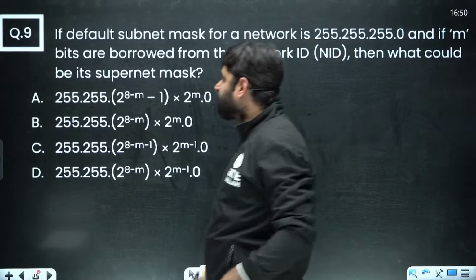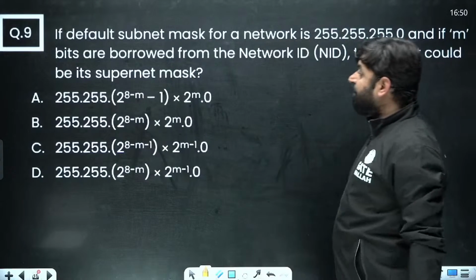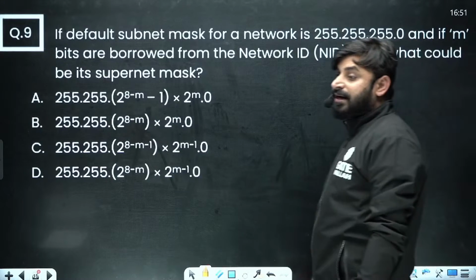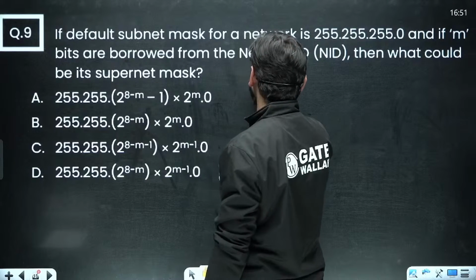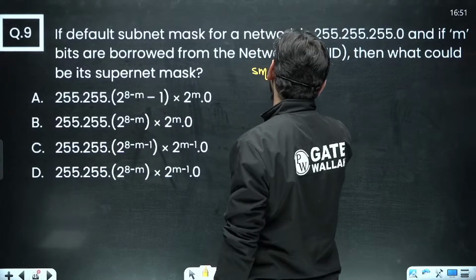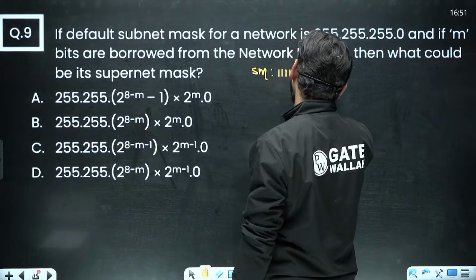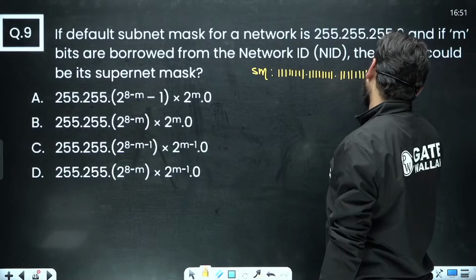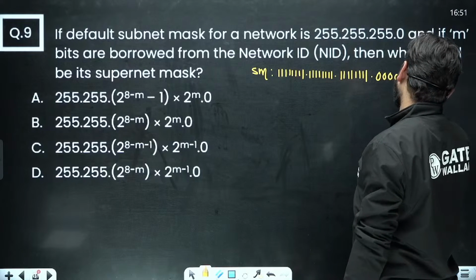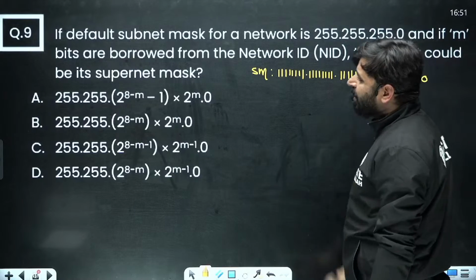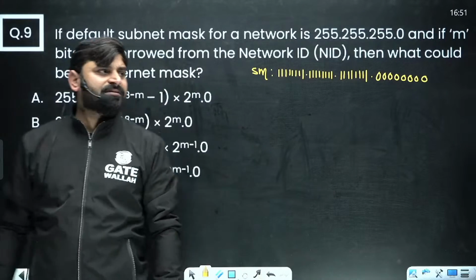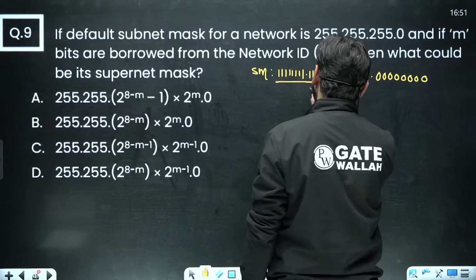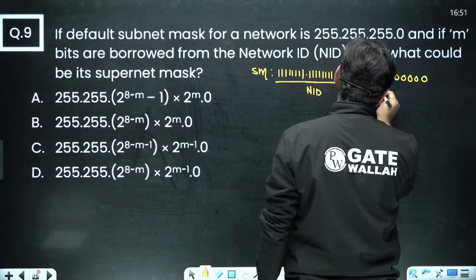Now, what is given here? The default subnet mask for the network is 255.255.255.0. The subnet mask is given: 1 2 3 4 5 6 7 8, 1 2 3 4 5 6 7 8, 1 2 3 4 5 6 7 8, 1 2 3 4 5 6 7 8. This is the default subnet mask for class C. So class C has a network ID of how many bits? 24 bits. Host ID how many bits? 8 bits.